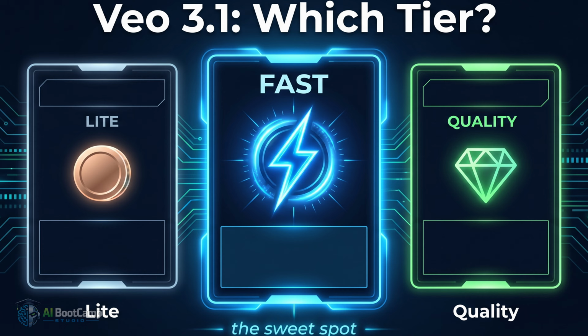Veo 3.1 Lite is your draft and iteration tier. Cheapest, same speed as fast, and perfect for testing 10 prompt variations before committing to your final generations. Think of it as your sketchbook. You don't publish from Lite. You use it to figure out what you want before you spend on it.